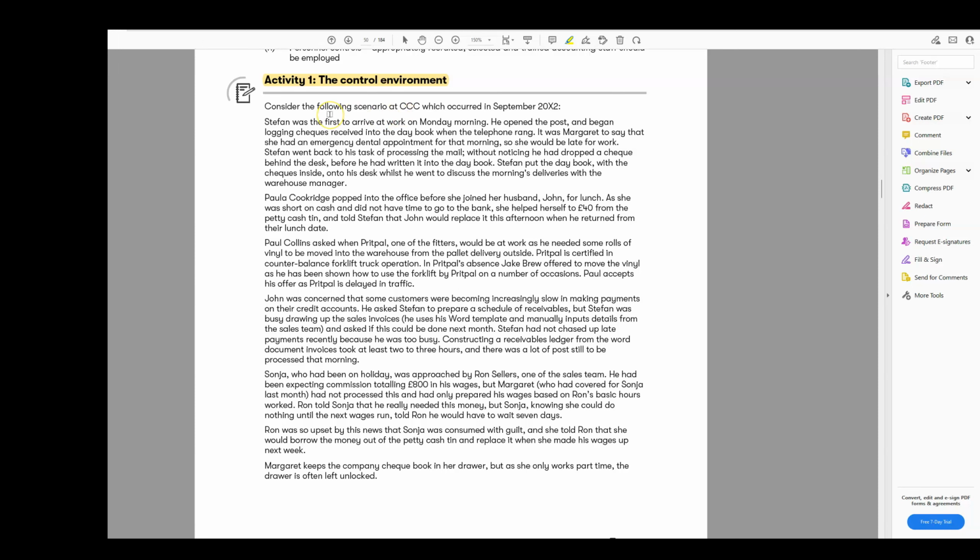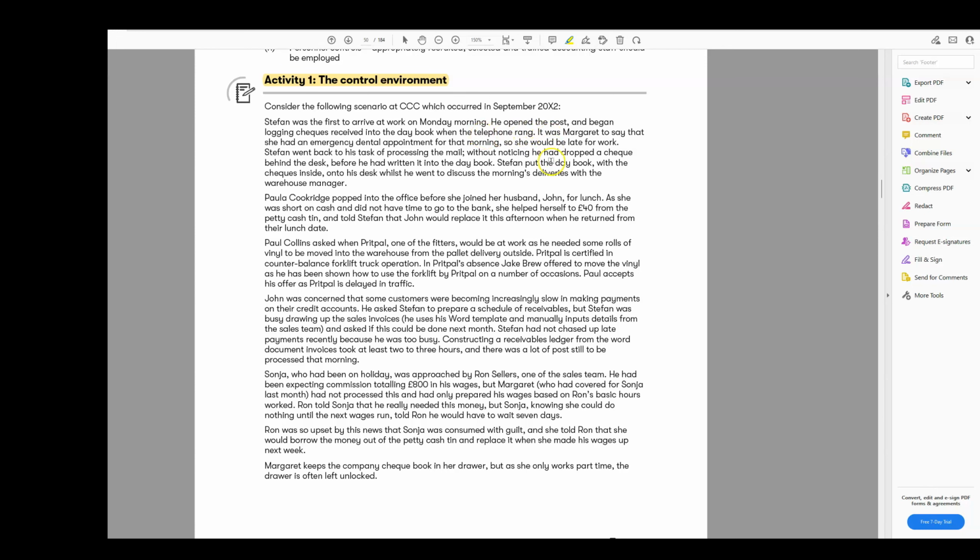So let's read this one. Consider the following scenario at CCC which occurred in September 2012. Stephen was the first to arrive at work on Monday morning.